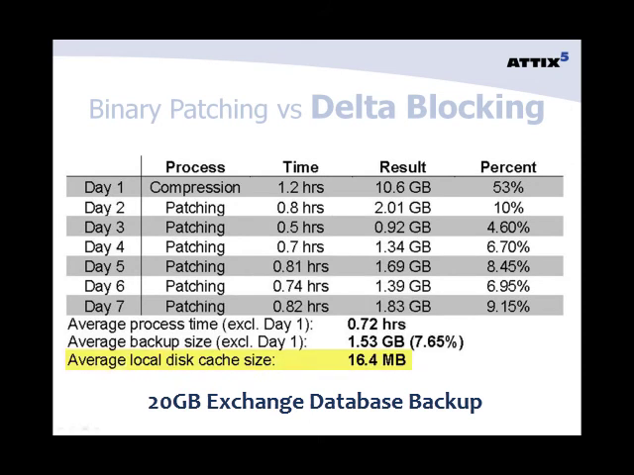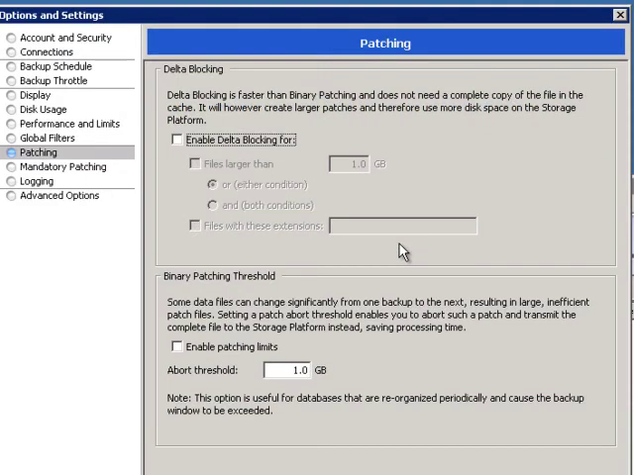Delta blocking, on the other hand, creates a very small footprint file in cache and looks for changes in blocks. All changed blocks are then transmitted. Delta blocking uses minimal free disk space. Patches are larger than binary patches, but the patching process is faster. Delta block patches can be between 2% and 10% of the backup selection, depending on the data types.